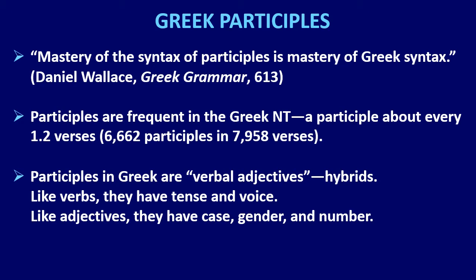Likewise, they occur in all the voice forms. So there'll be active voice, middle voice, passive voice. They are capable of all three voices. Now, when it comes to their characteristics of being like an adjective, they have case, gender, and number. You'll find that they occur in the normal case forms that you already know to this point: nominative case, or genitive case, or dative case, or accusative case, if you're following the five case system.